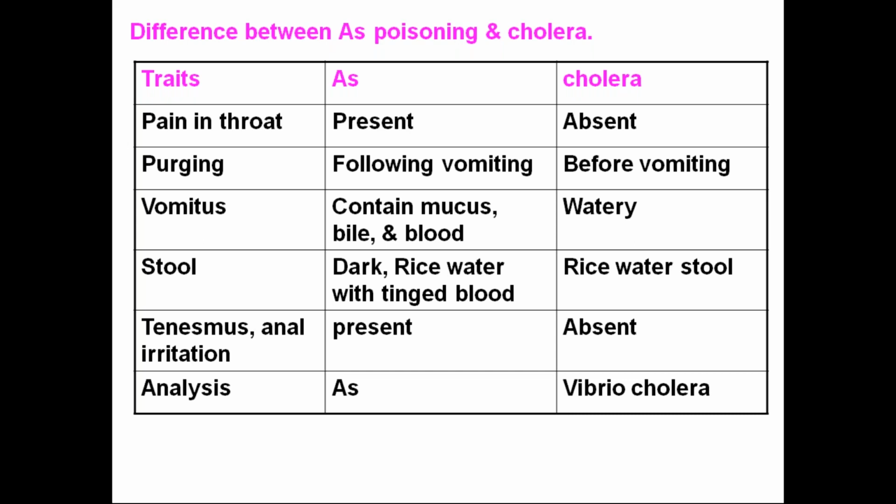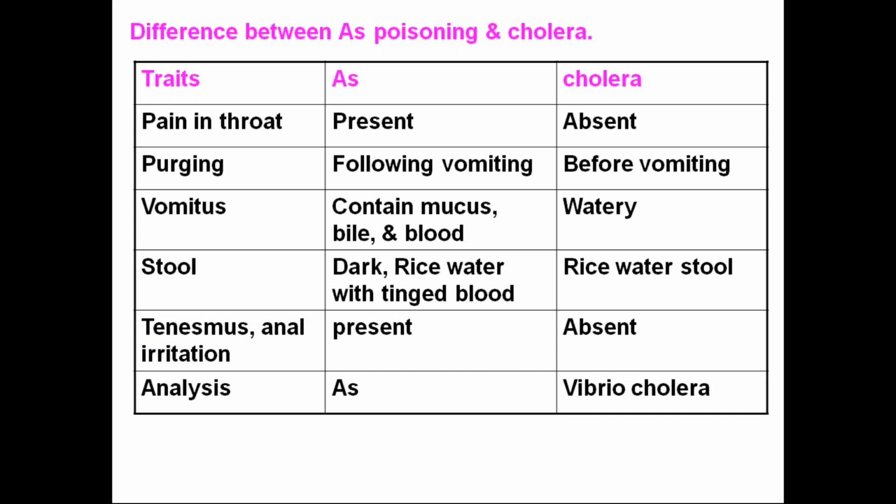Vomitus contains mucus, bile, and blood in arsenic poisoning, whereas in cholera it is just watery fluid. The stool is dark rice water with blood tinge in arsenic poisoning, whereas in cholera it is white rice water stool. Tenesmus and anal irritation is present in arsenic poisoning, whereas it is absent in cholera.